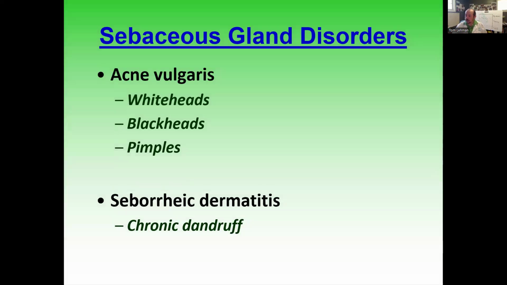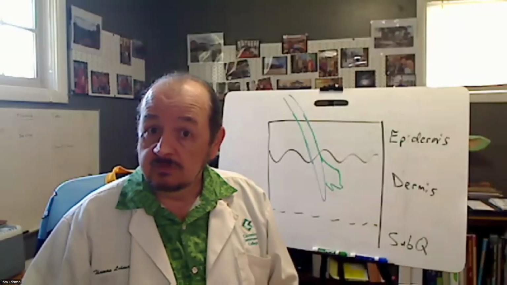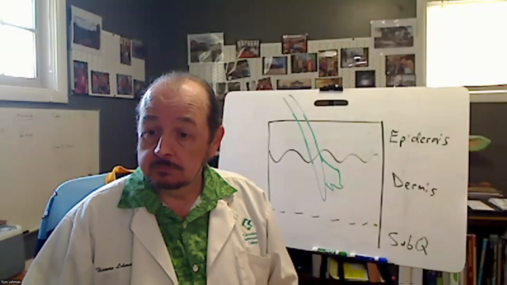And that's it for sebaceous glands. You're taking a look at either the plugged gland below or the accumulation of oil up above. Really straightforward, a couple of simple terms to learn. Very simple. Good luck.